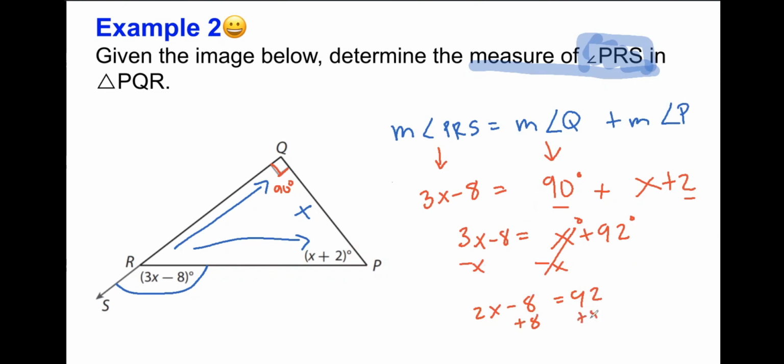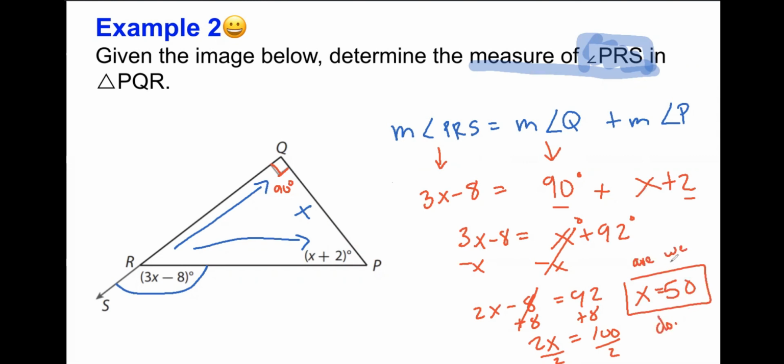Add 8 on both sides. This gives us 2x equals 100, because 92 plus 8 is 100. Divide by 2, divide by 2. Our value for x here is 100 divided by 2, which is 50. All right. Now, are we done yet? I hope you're able to answer this question. And the answer is no, we're not done yet.